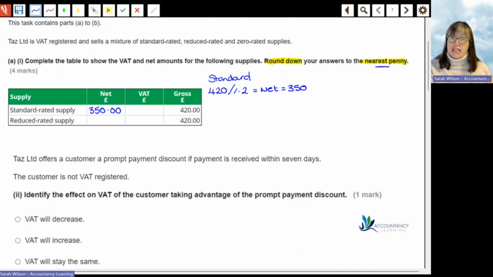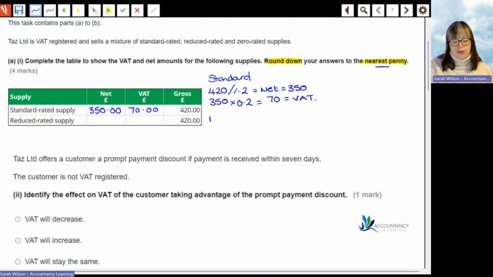And then our VAT amount, 350, multiply it by 0.2 for the standard rated supply, or multiply it by 20%. And that gives you 70, which is the VAT. So again, don't forget your decimal points there.